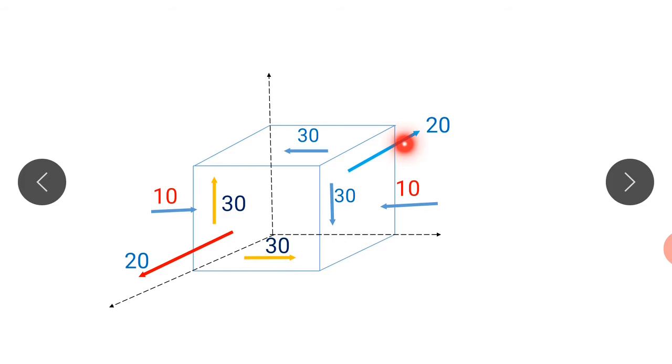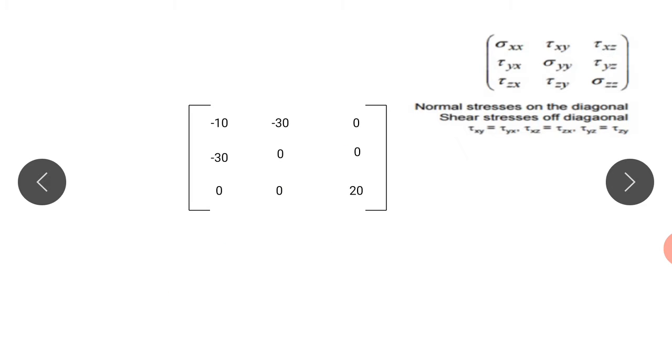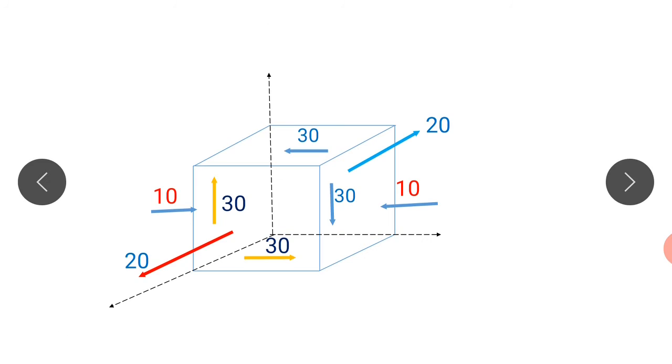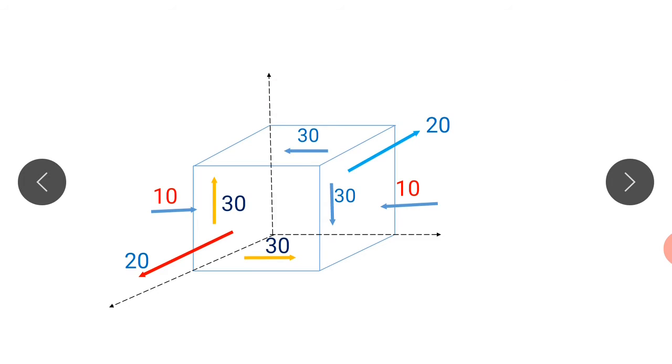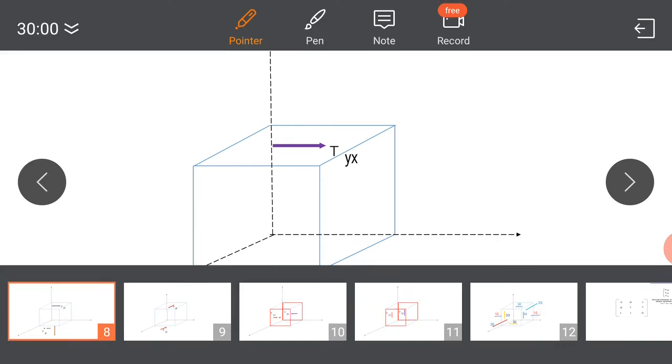Those stresses which are in the positive direction of the x-axis, y-axis and z-axis are taken as positive. Okay, 20. What is that? Sigma zz. So here sigma zz is in the positive direction of z, right? 20. But all others are in the opposite direction. So 30, it should be like this as far as our standard conventions are concerned.